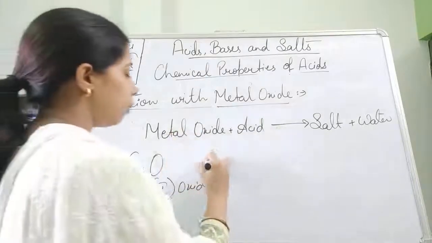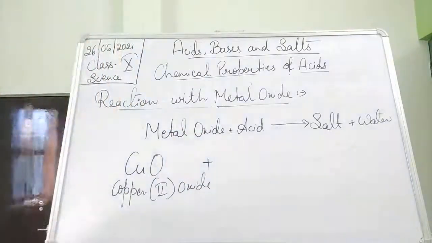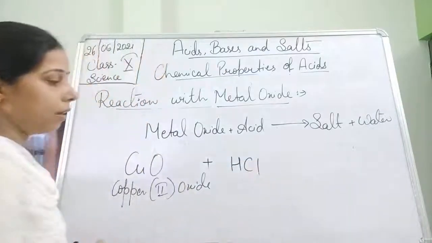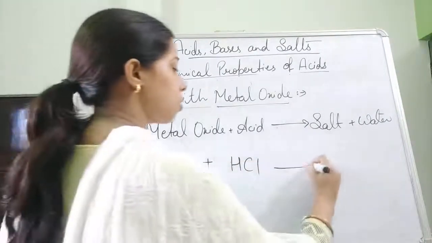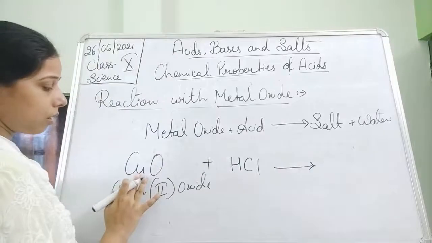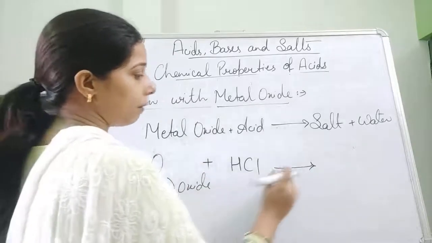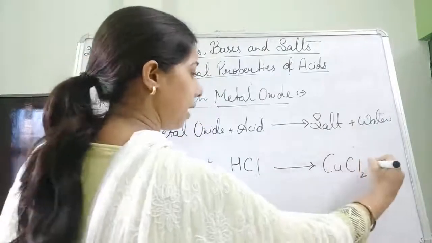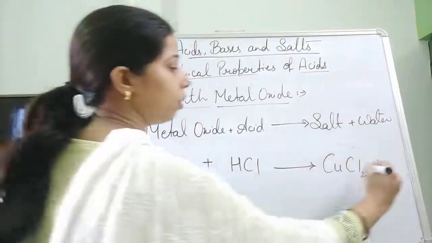Now this will react with the acid, and if we take hydrochloric acid, HCl, then the salt is formed: this Cu will react with the Cl and form CuCl2 plus H2O, water.